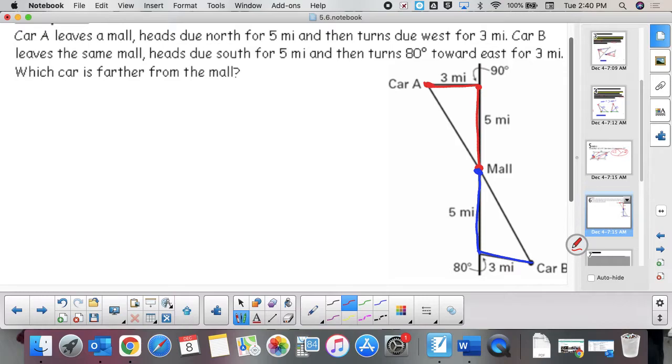When I look at these measurements, we look at our triangle. I got the 3 miles with 3 miles. I got the 5 miles with 5 miles. Then there's a direct relationship between the included angle and the third side versus this included angle and this third side. So the first thing we need to do is figure out those included angles. Looking at the top, the outside angle is 90, so the inside angle is 90 degrees. Looking at the bottom, the outside angle here is 80 degrees, so our inside angle will be 100 degrees.